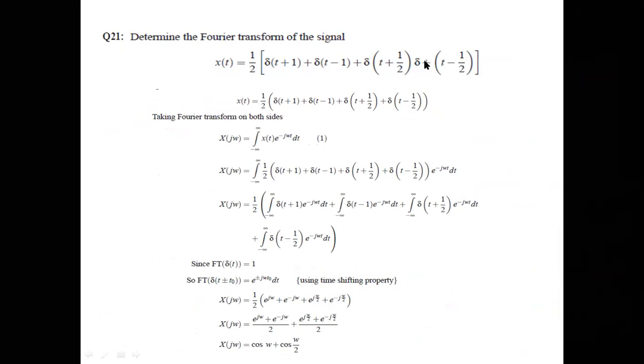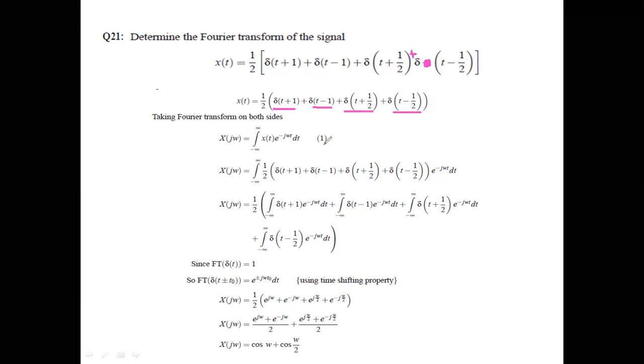Here the plus is there, and delta of t minus 2. Something went wrong here. Don't worry about that. Delta of t plus 1 means an advanced signal. This is a delay of one sample of the impulse signal, an advance of the 1 by 2 signal, and a delay of the 1 by 2 signal.